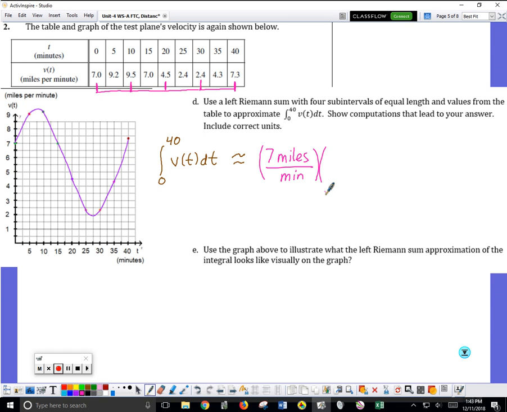Okay, dt means change in time. Ideally, it's an infinitesimal change in time, but we're doing an approximation. So for that first subinterval, the time begins at 0, ends at 10. So how much does the time change for that subinterval? 10 minutes.